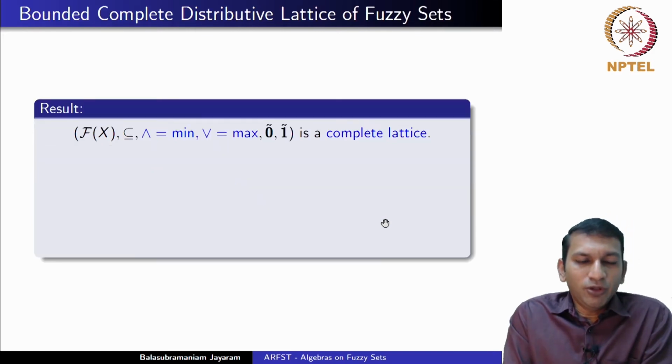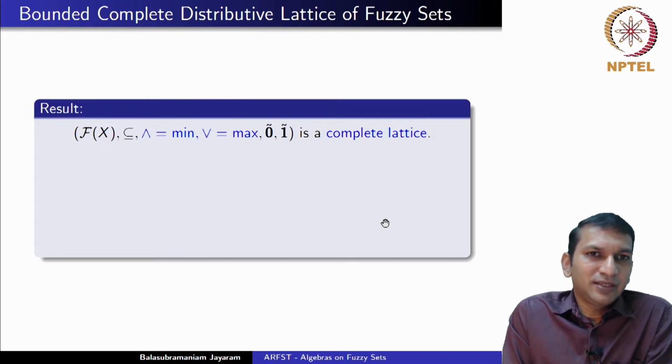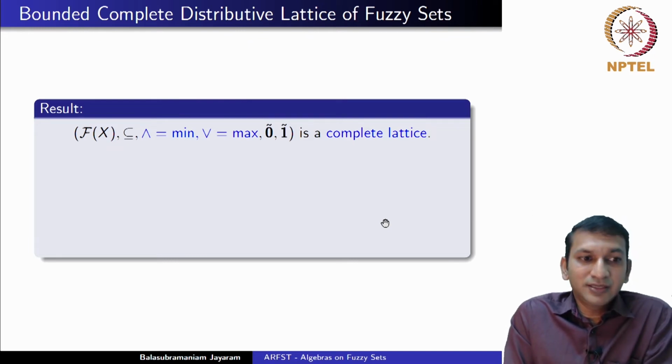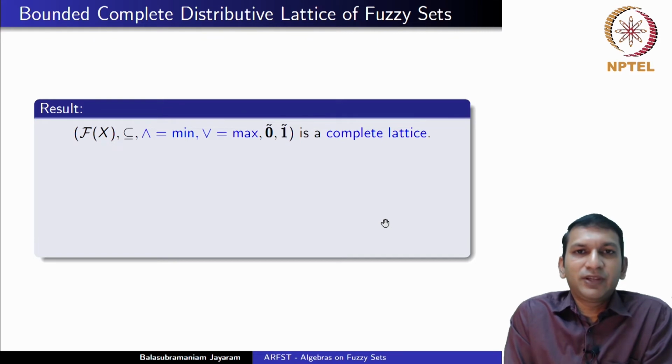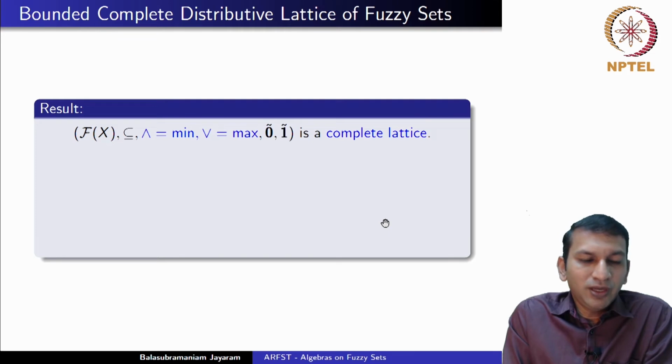Now, we also have seen that if you take a non-empty set X and consider the set of all fuzzy sets that you can define on them, that means functions from X to [0,1], with the usual pointwise ordering between pairs of fuzzy sets, and considering the minimum operation for the meet and the maximum operation for the join, and the constant 0 and constant 1 functions acting as the lower and upper bounds, we have seen that this structure is actually a complete lattice.